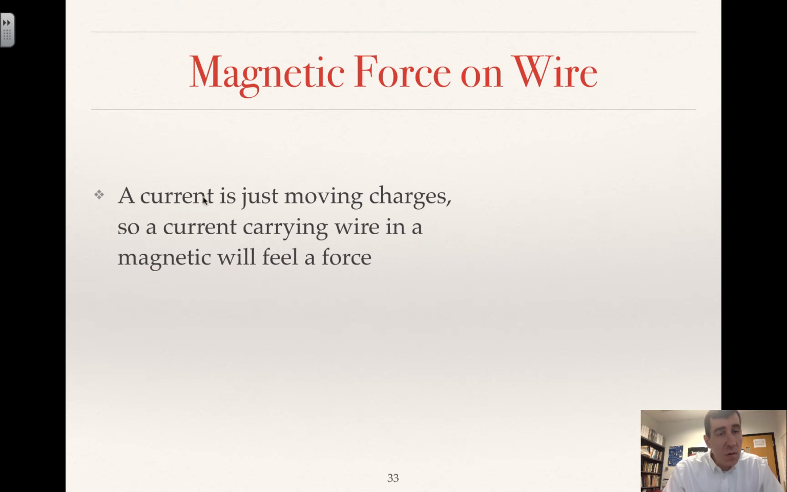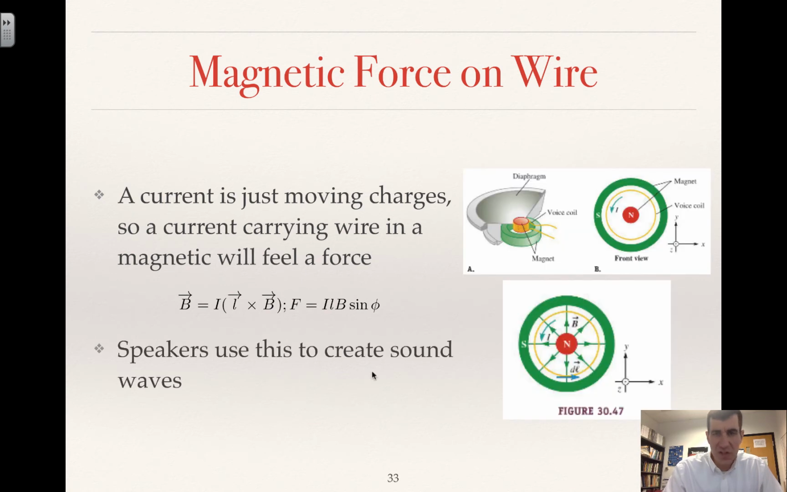Okay, so current is just moving charges, and we already decided that magnetic fields exert forces on moving charges. So if you have a bunch of moving charges, then there's going to be a force. So a current-carrying wire in a magnetic field will feel a force. And we can actually calculate what that is, right? Basically, if we just take the current times the length of the wire L, cross product with the magnetic field B, that's going to give us the force on the wire.